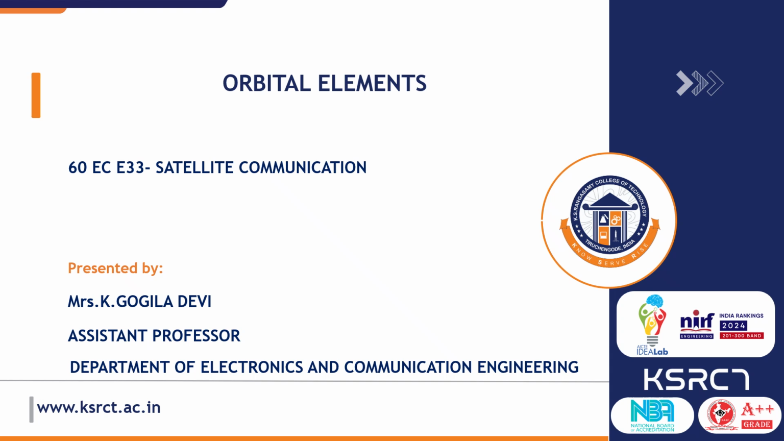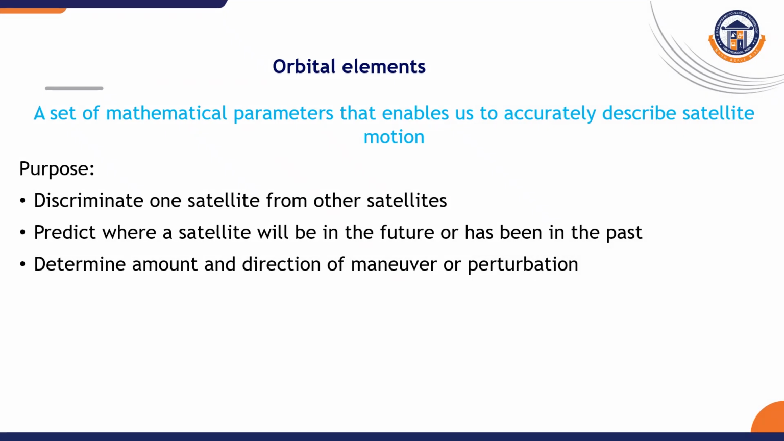In this video, we are going to see about the orbital elements. Generally, the orbital elements are the elements of an Earth-orbiting artificial satellite. The main purpose of these orbital elements is to identify the satellites and predict their location, and also to determine the amount and direction of perturbation. These are the 6 mathematical parameters which are used to describe the satellite's location and motion.